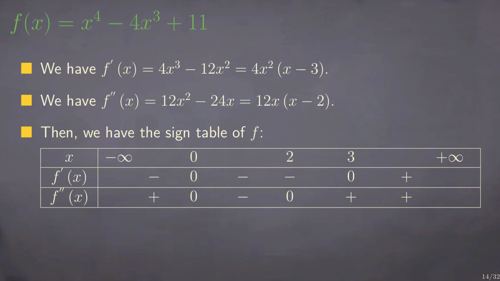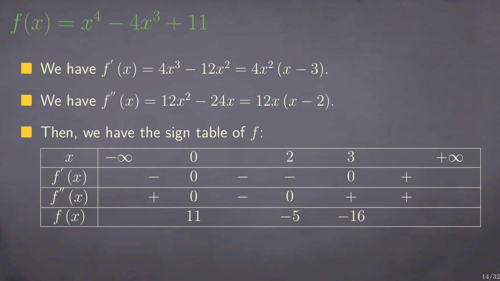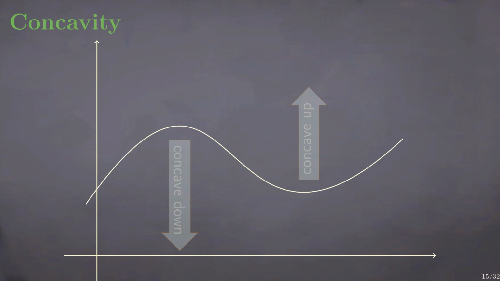For these values, we see that the second derivative of f at x equals 0 is 0, so we cannot apply the second derivative test here. However, for x equals 3, the second derivative of f evaluated at 3 is positive. So from the second derivative test, we know that f of 3, which is minus 16, is a relative minimum. Okay, so now let's take a look at concavity and see how we can know the concavity of a function f based on the second derivative.